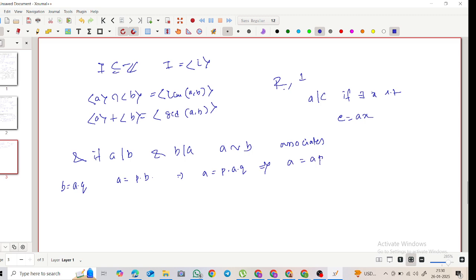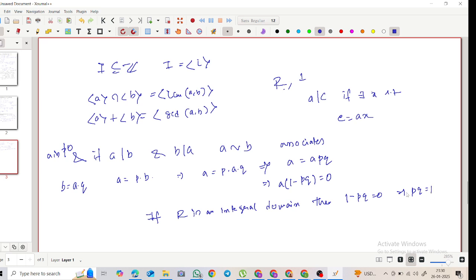So you get A into APQ, right? So A into 1 minus PQ is 0. Okay. So if we add another condition, if R is an integral domain, of course A, B are taken to be non-zero. In an integral domain, then we have 1 minus PQ is 0, that is PQ is 1. So P and Q are units. So if A and B are associates in an integral domain, A is nothing but a unit times B, and vice versa, B is some unit times A.